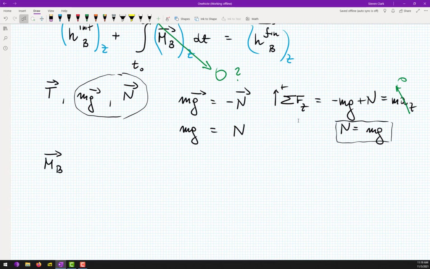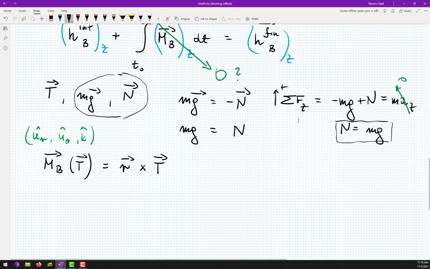So let's see what is the moment about B of force T, okay? I think that the definition of that is r times T. And let's express everything in this coordinate system: u r, u theta, and k. So I need some help. Maybe some of you would like to help me. Could you please express this vector in u r, u theta, and k?